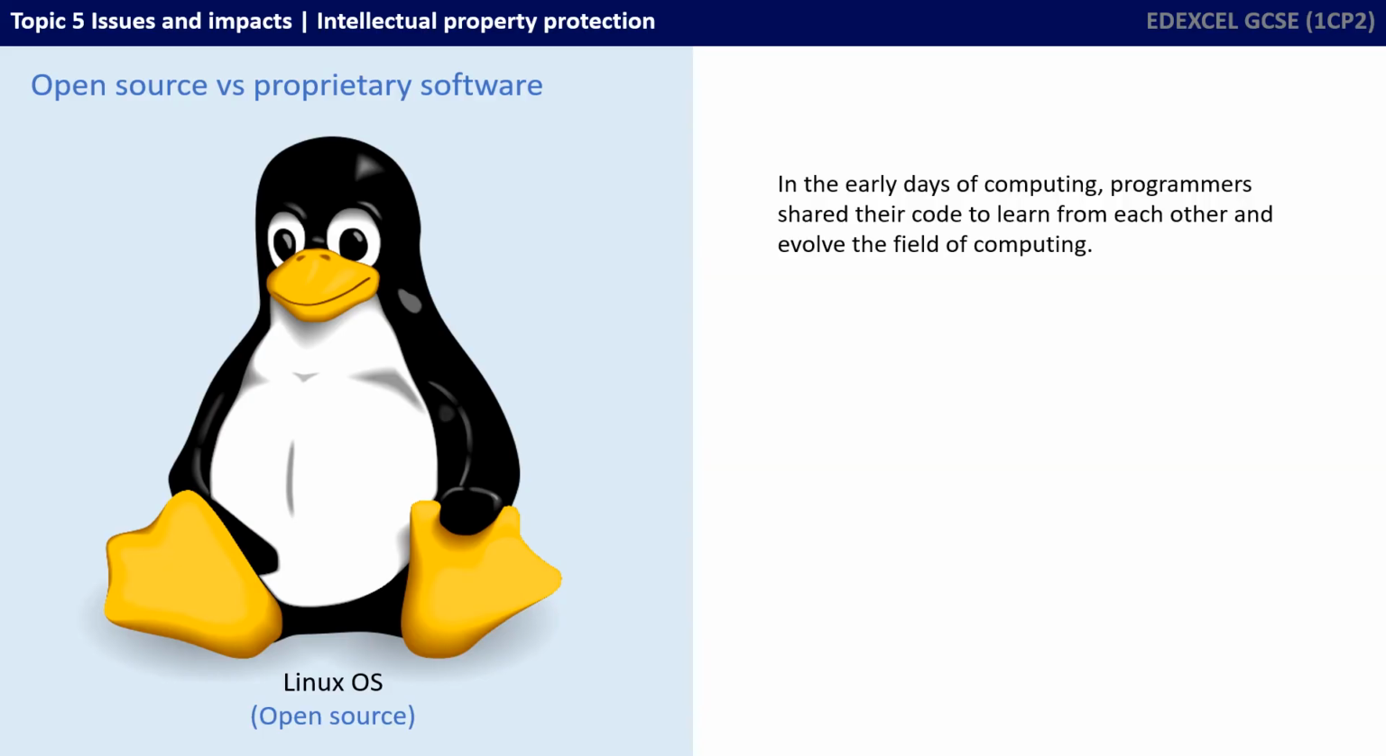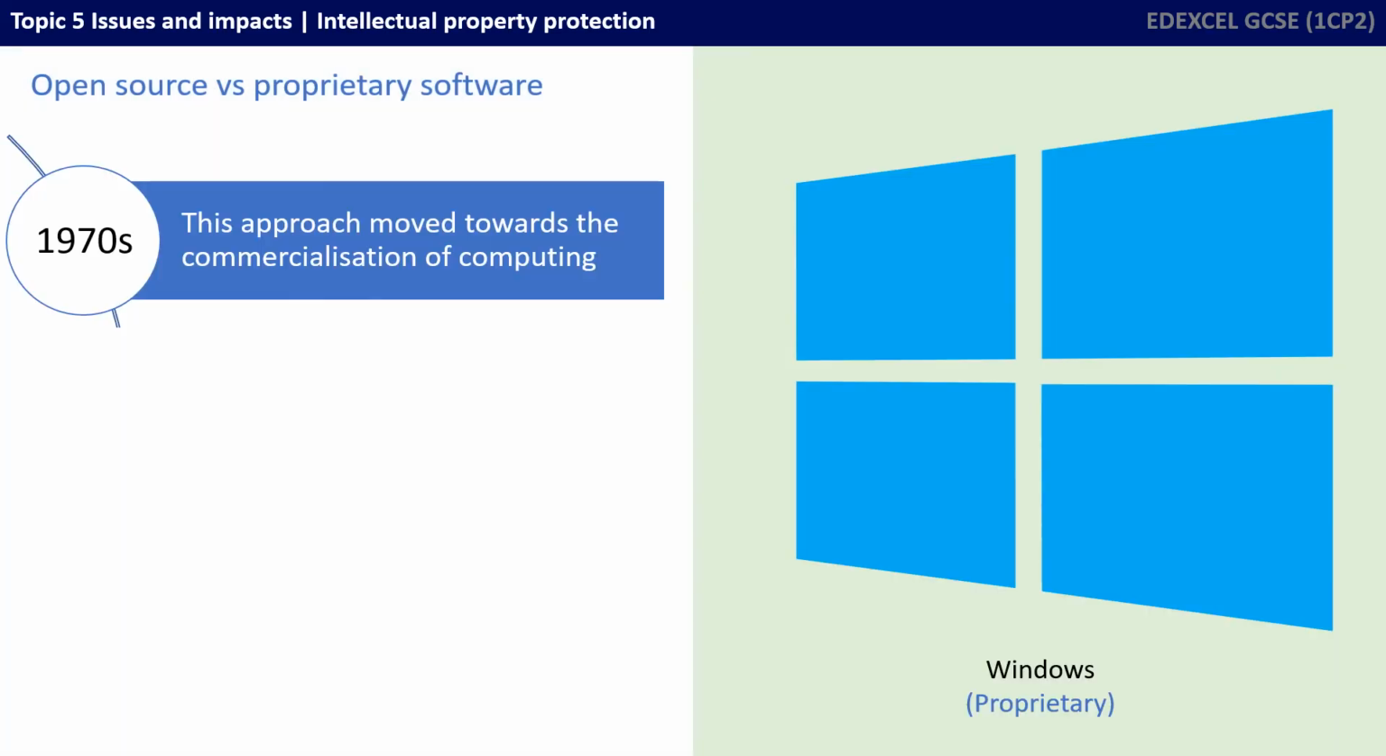In the early days of computing, programmers shared their code in order to learn from each other and evolve the field of computer science. Eventually, this approach moved towards commercialization of software in the 1970s.